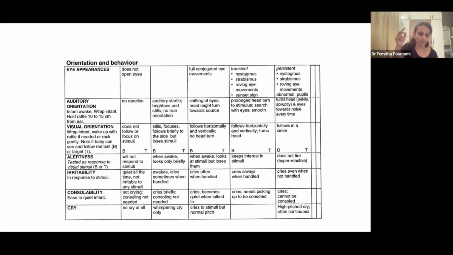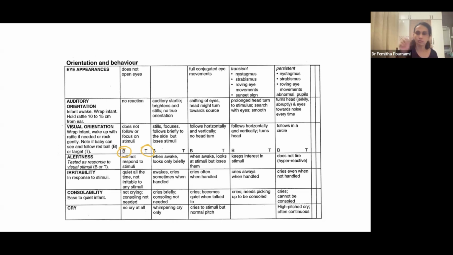The last three, that is alertness, irritability, consolability, are done as a response to stimuli. Whatever stimulus, you don't have to do a new stimulus. For example, you've done a visual orientation stimulus with a ball, a red ball or a target. You see two things here, a B and a T. The target is like a bullseye. You have a black and a white, like you throw an arrow. A ball is a red ball, which they found that babies tend to look at more easily.